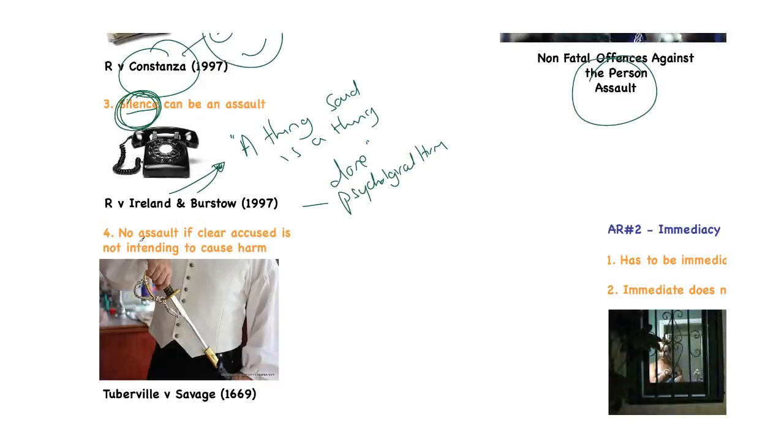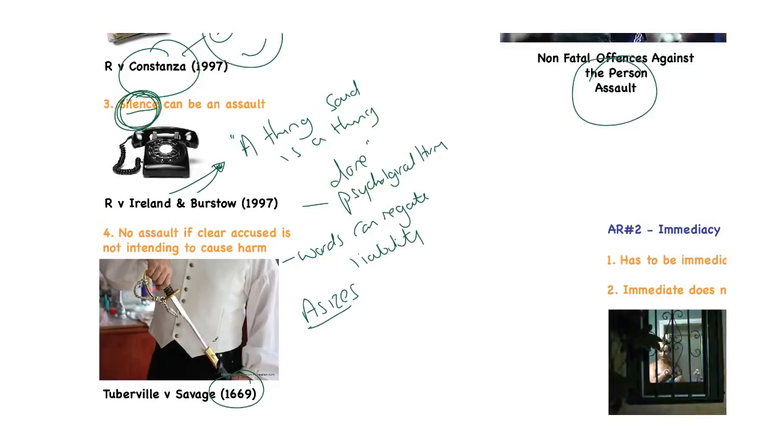What we also need to consider is that there's no assault if it's clear that the accused is not intending to cause harm. So at this point, words can negate liability. The use of words can stop there being liability. And in Tuberville versus Savage in 1669, an old case of course, the defendant strikes the victim, causing the victim to lose an eye. The facts of the case are that this happens at what's known as assizes time. The assizes is when the court's in town.